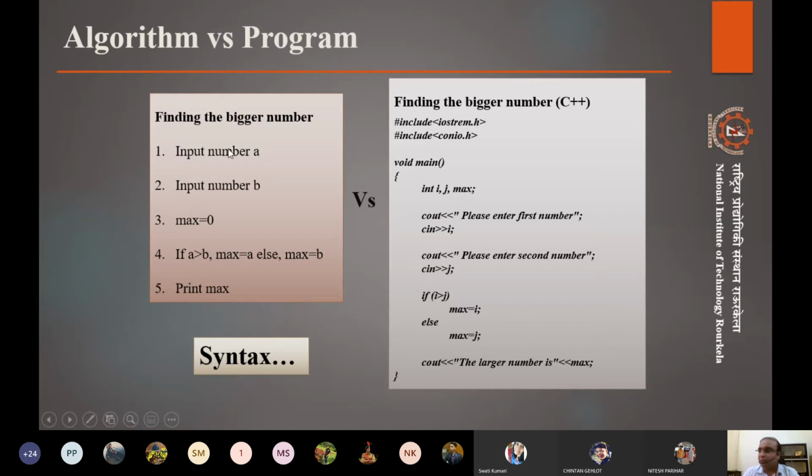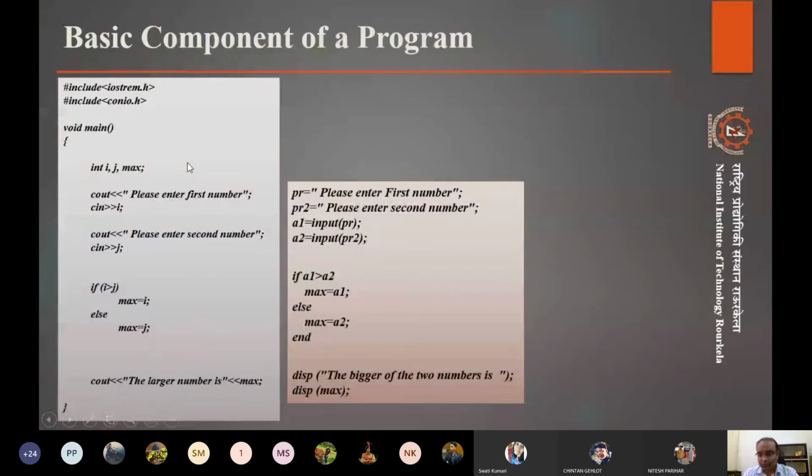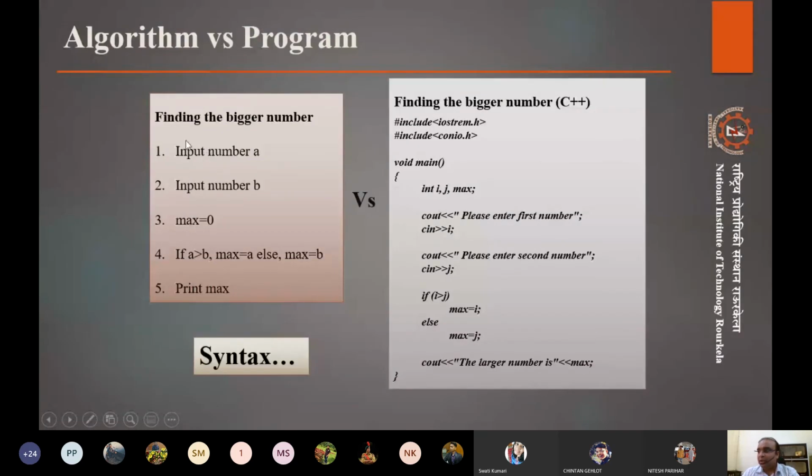Now, "input number A," as we saw in the algorithm, could have been written in any form possible. Like in a flowchart, we were writing in any way: please enter input A, please enter 2 variables or enter 1 variable. But in a program, we can't do that.